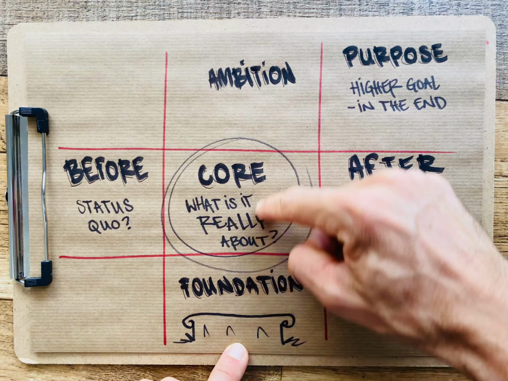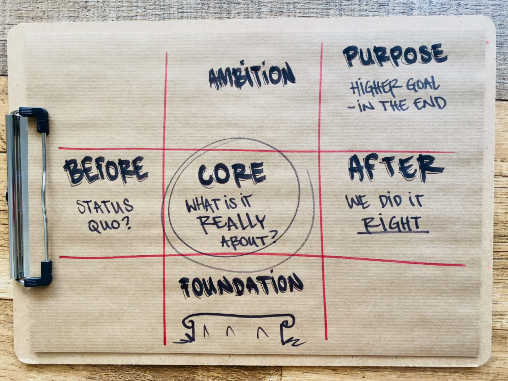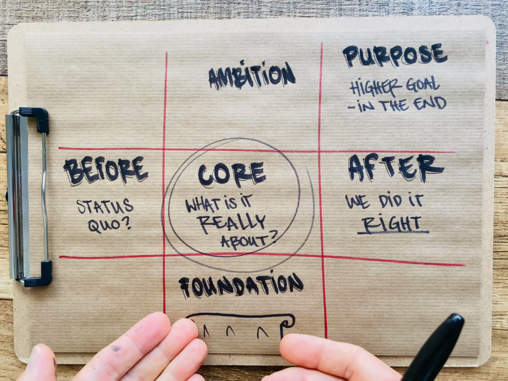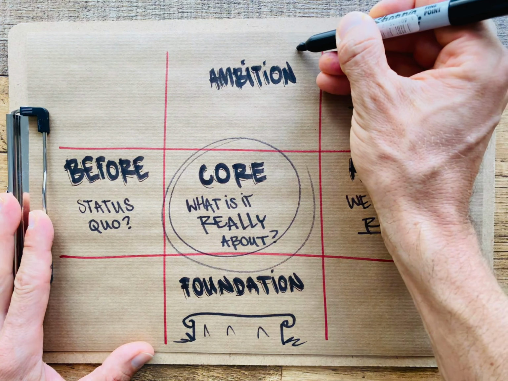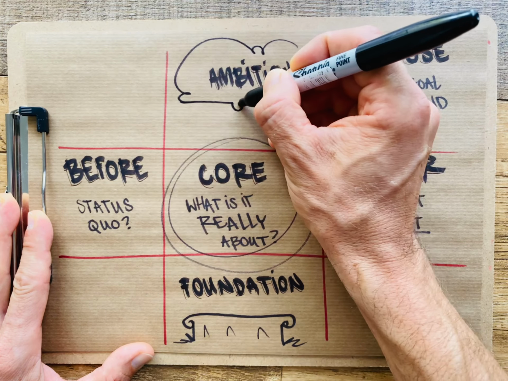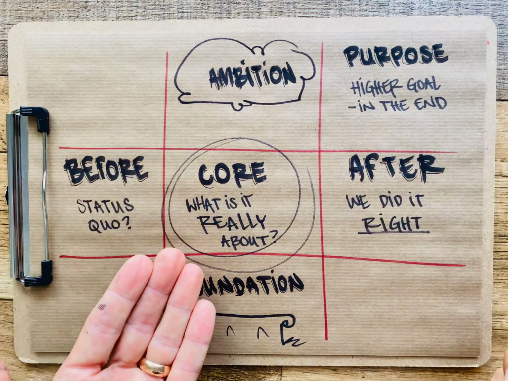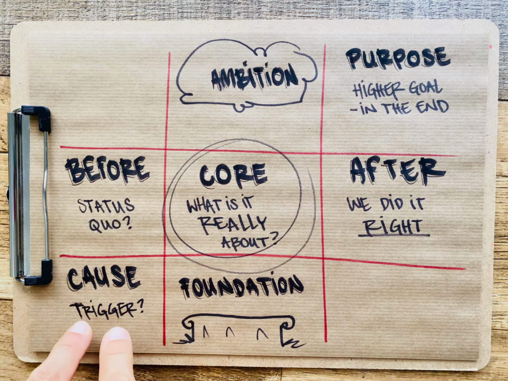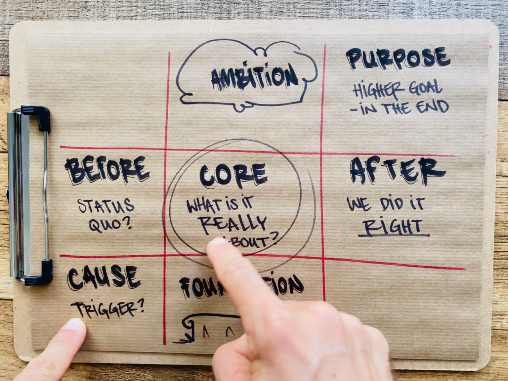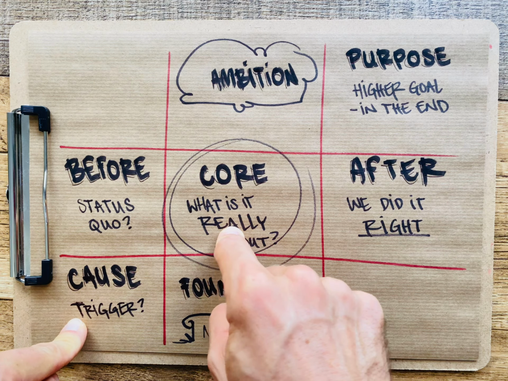On the other axis, we work with values. For example, foundation is the values that we're coming from. And ambition, I'll draw it in a cloud here, are the values that we're aiming towards. Another very important field is the cause. What triggered to do this project now?